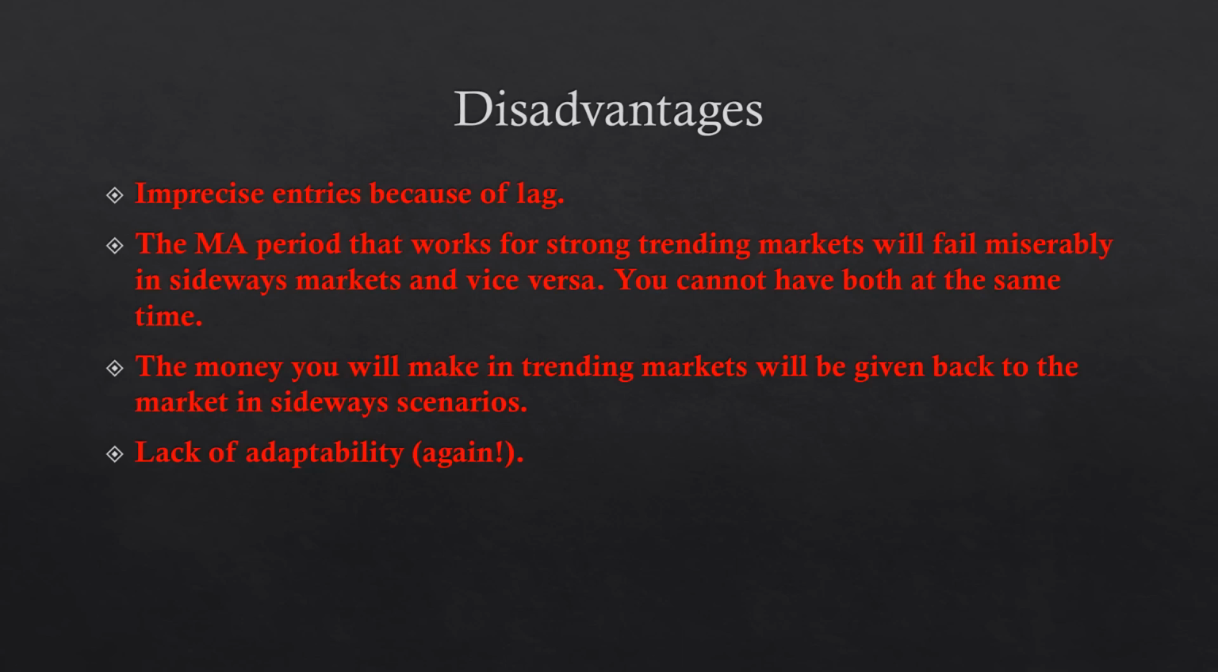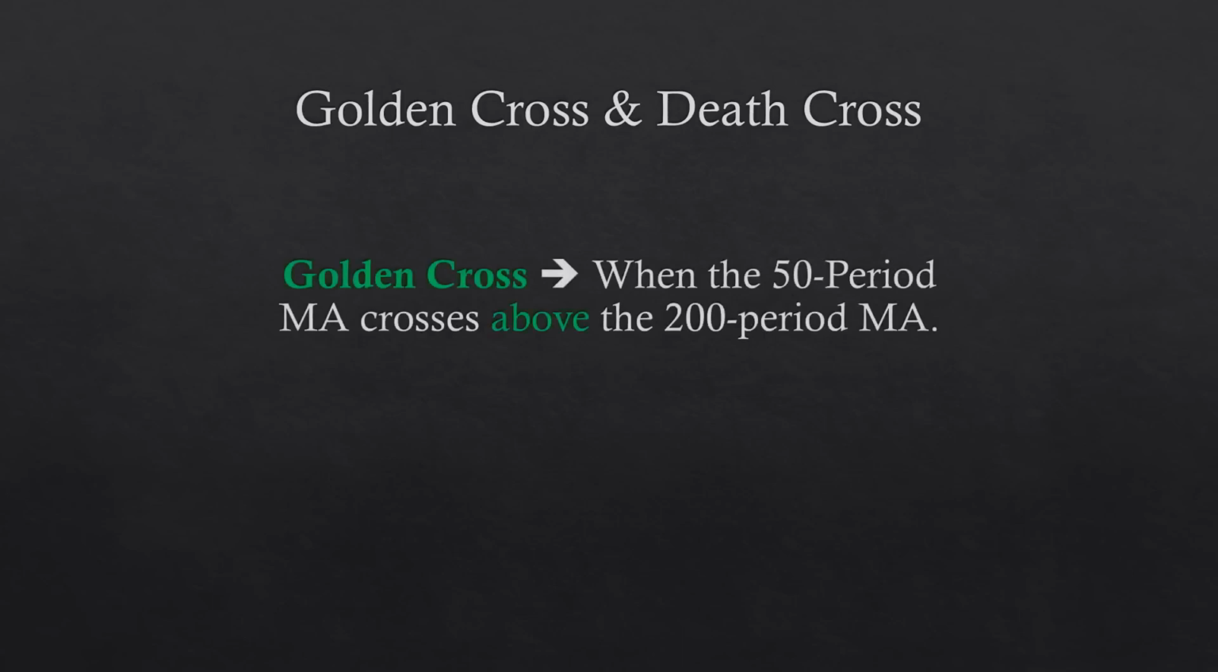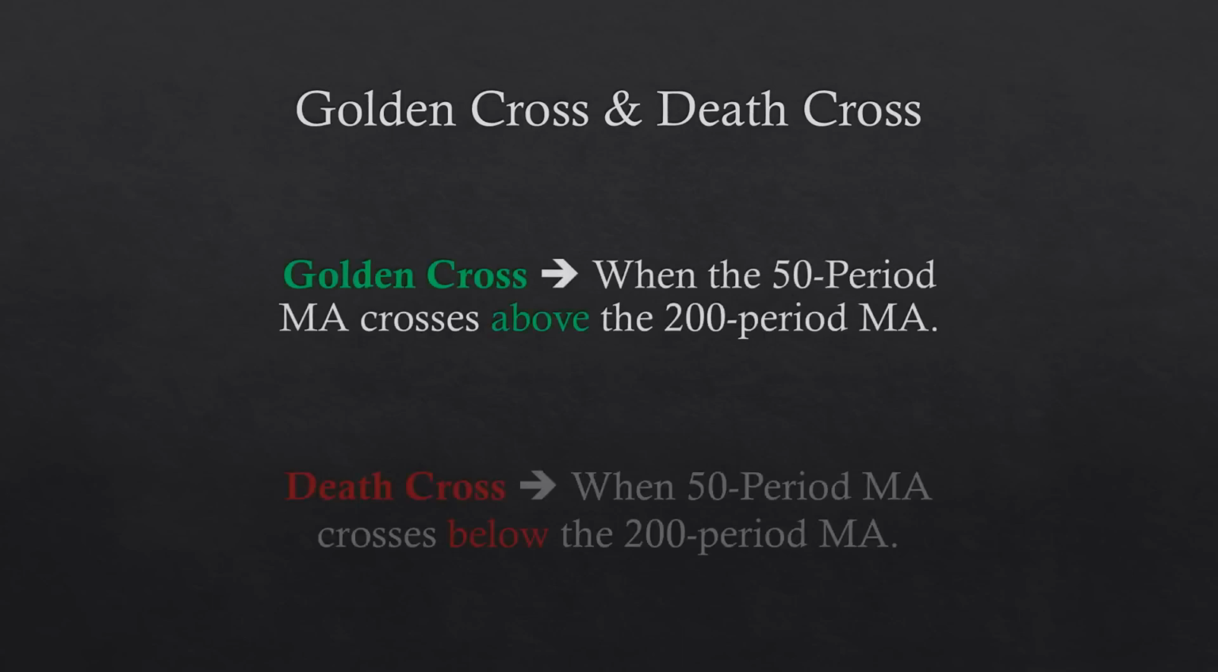The most famous MA crossover system is called Golden Cross and Death Cross, which involves the 50-period SMA as the fast average and the 200-period SMA as the slow average. The Golden Cross happens when the 50-period MA crosses above the 200-period MA, and the Death Cross happens when the 50-period MA crosses below the 200-period MA.